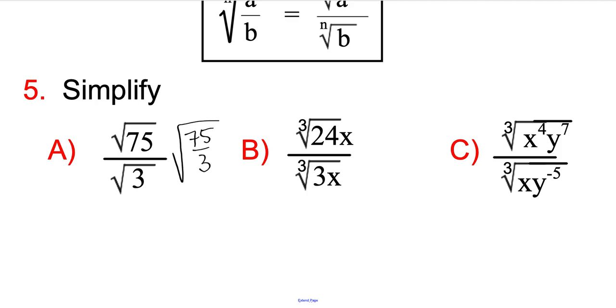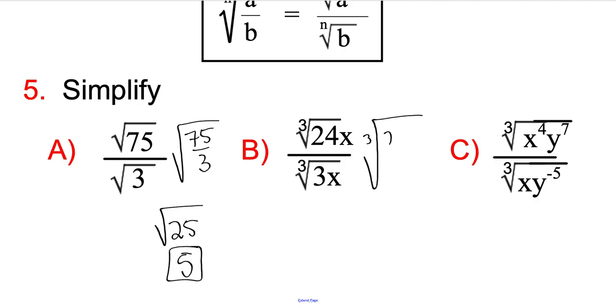Okay? Because really, square root of 3, we cannot have radicals on the bottom that do not simplify nicely. Okay? So 75 over 3 does work out nice to 25. And then, hey, 25 is a perfect square. So that's 5. Okay? So same thing on B and C. You want to try to put these together and then simplify them in the end.